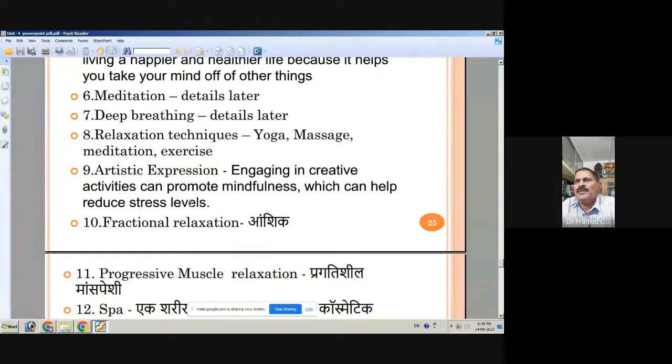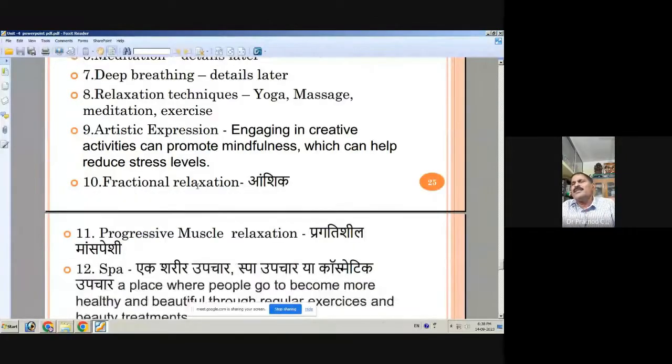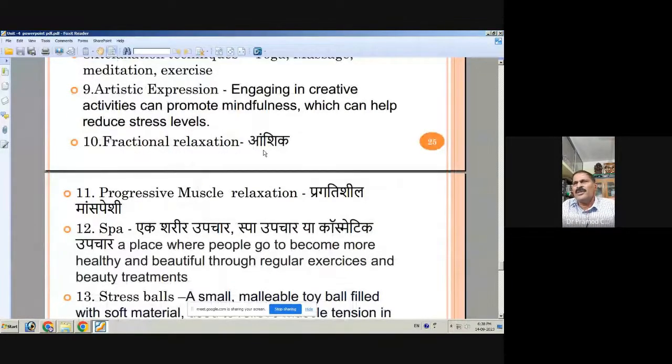Artistic expression: each and every one has some artistic idea, artistic knowledge. Suppose you are a painter, a dancer, or a singer, you will have to engage yourself in such activity. Then you are able to avoid the stress. Fractional relaxation means it is a time gap, that for the time being you will have to avoid the stress.